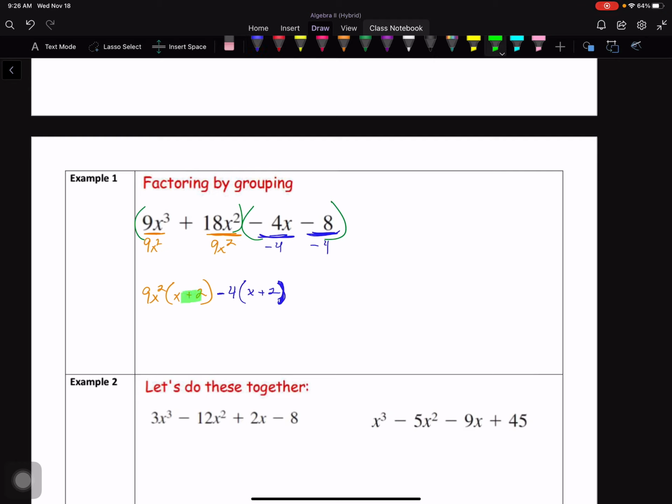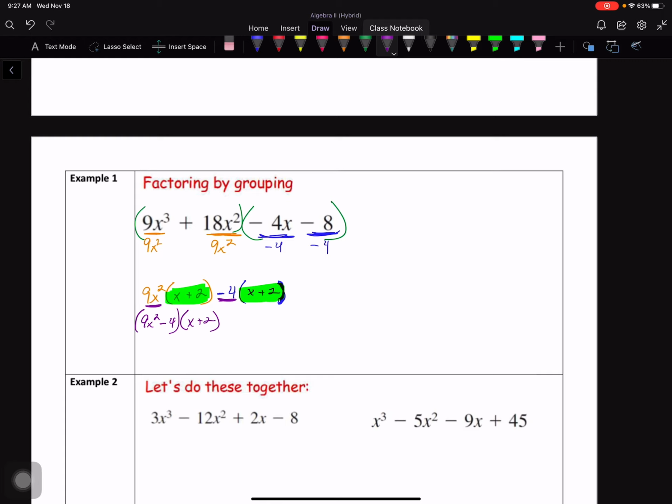You should, in parentheses, have the exact same thing left if you can factor by grouping, which in this case we have x plus 2, so we can. So the final factored form already is going to be, well, not quite, 9x squared, so this outside number, minus 4, that outside number, times x plus 2, because they have that in common. So we're kind of just finding the greatest common factor again.